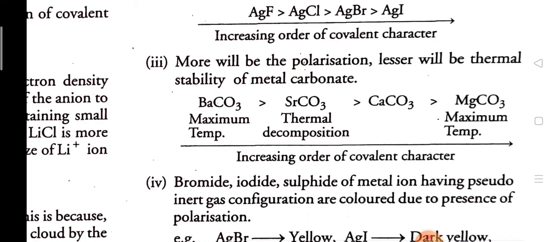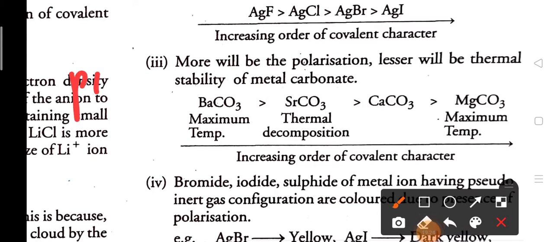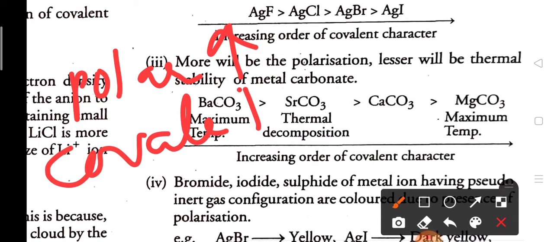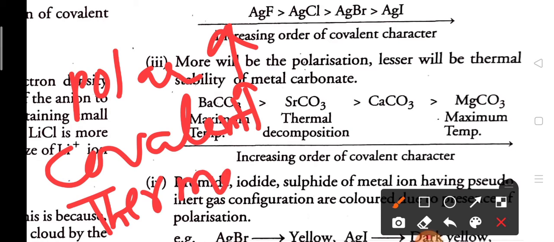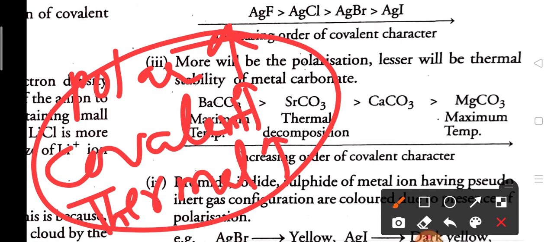So what is the conclusion now? The more the polarization, the more the covalent character, and the more the thermal stability. You can write it in short: more polarization, more covalent character, and more thermal stability. Okay, this is a directly proportional relation.